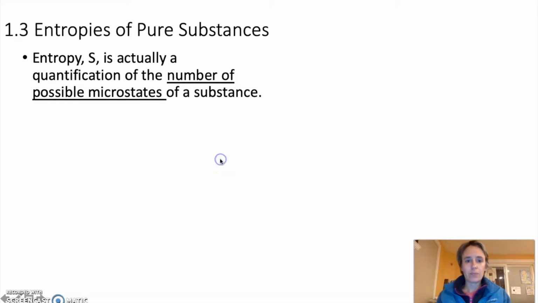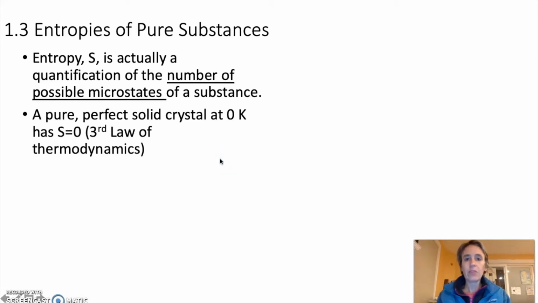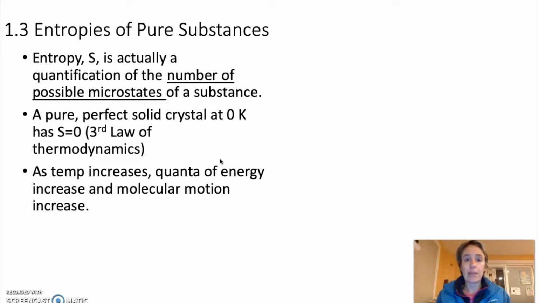So a few more details that we can put into this definition. If you have a solid material, a perfect crystal at absolute zero, 0 degrees Kelvin, by definition, that has an entropy of zero, S equals zero. This is actually the third law of thermodynamics.